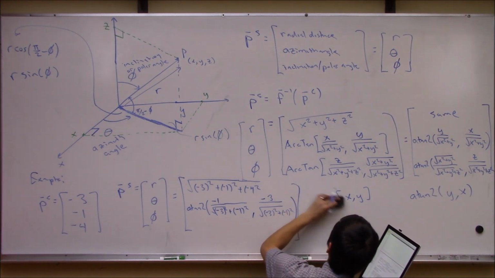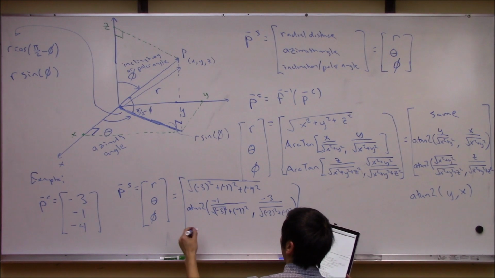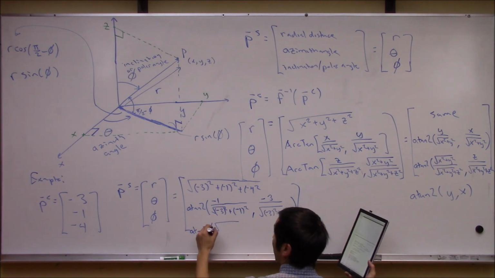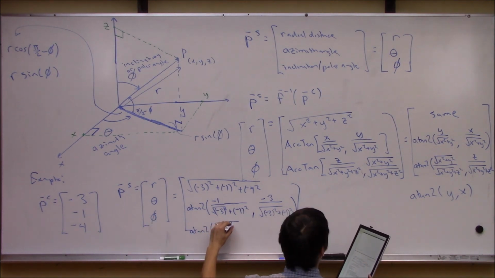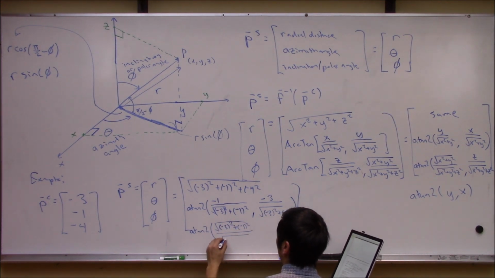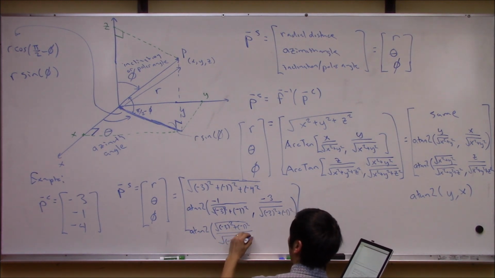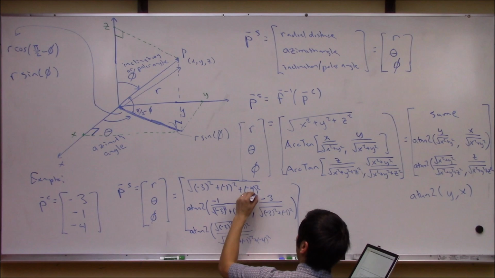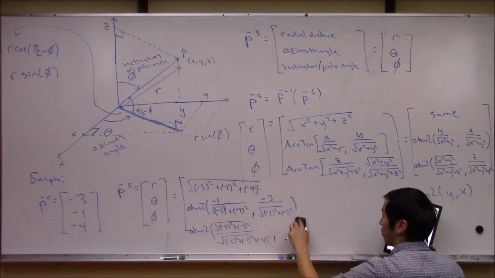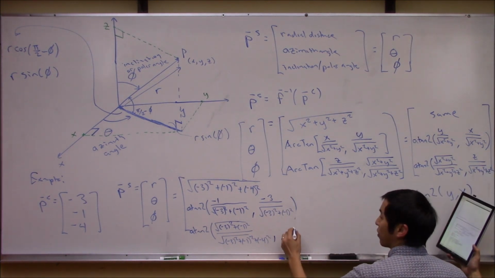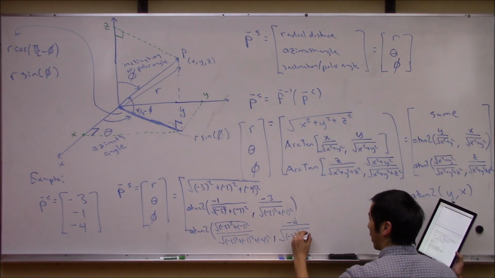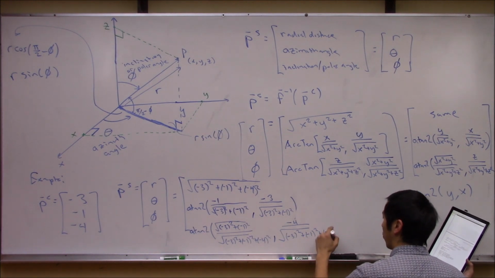Let me erase all this junk. Sorry, I'm not using the whiteboard space very well. Finally, the inclination angle was atan2 of the square root of x squared plus y squared, so -3 squared plus -1 squared, over the square root of -3 squared plus -1 squared plus -4 squared, comma, and then z, which is -4 over the square root of -3 squared plus -1 squared plus -4 squared.